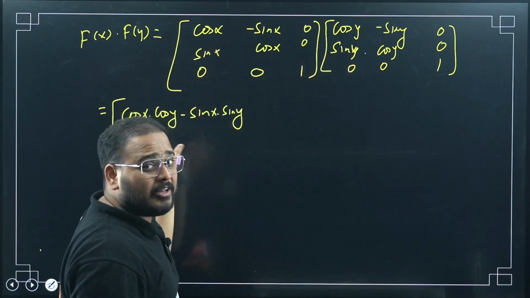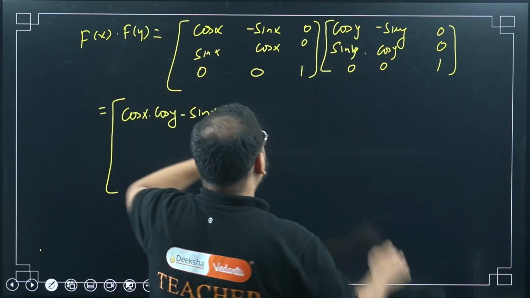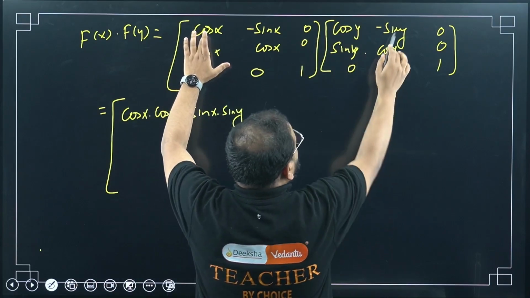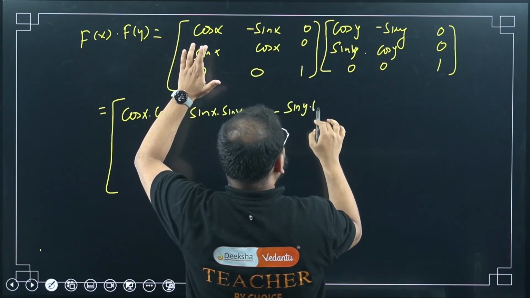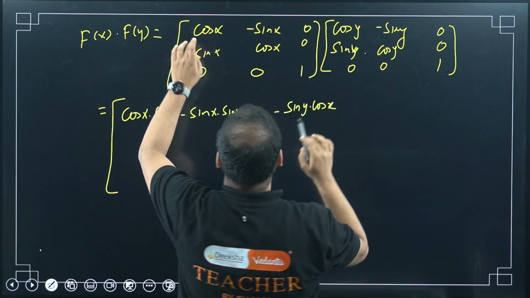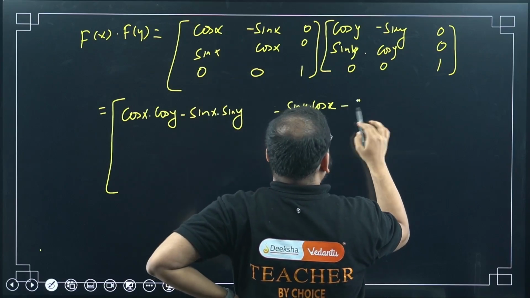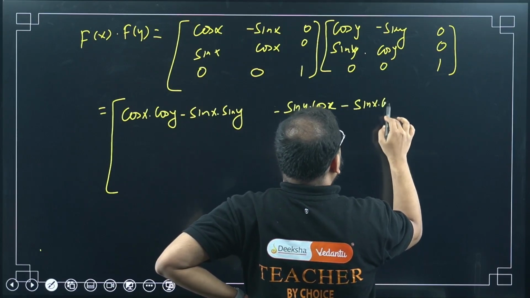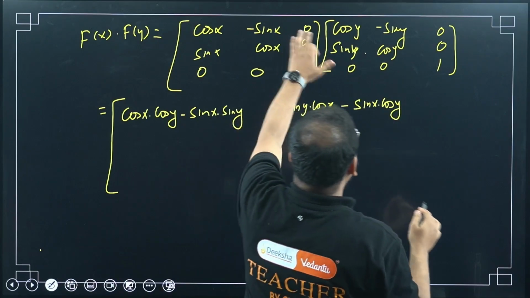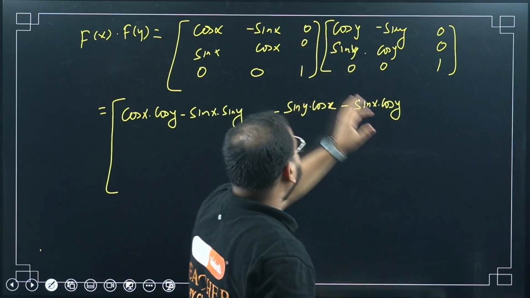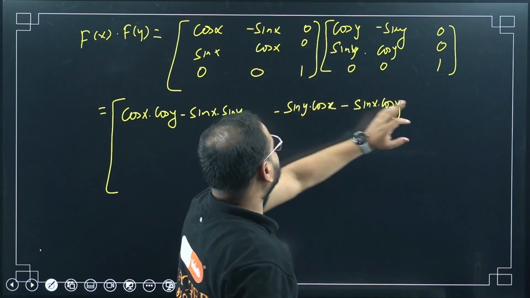I have got only one element from here. I have to do first row, second column to get the second element. Let's check here. My cos x with sin y, so minus sin y cos x. Okay, now minus sin x with cos y, so minus sin x cos y. Yes or no? Yes. And then 0 with this 0. Please check, this 0 with this 0 will be 0 only. I am not writing that part.